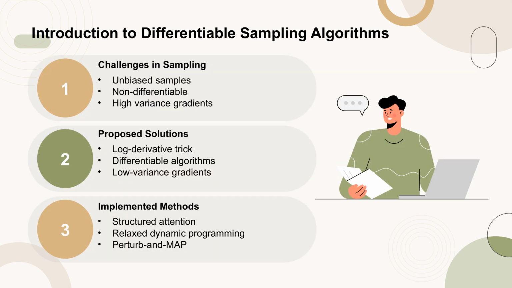The challenge with traditional sampling algorithms is that they provide unbiased samples but are non-differentiable, leading to high variance in gradient estimates. This issue can be addressed using the log derivative trick from the REINFORCE algorithm, but it still results in high variance. To overcome this, several differentiable sampling algorithms have been proposed that introduce bias but offer low variance gradient estimates. SynJax implements a variety of these methods, including structured attention, relaxed dynamic programming, and perturb-and-MAP, among others.